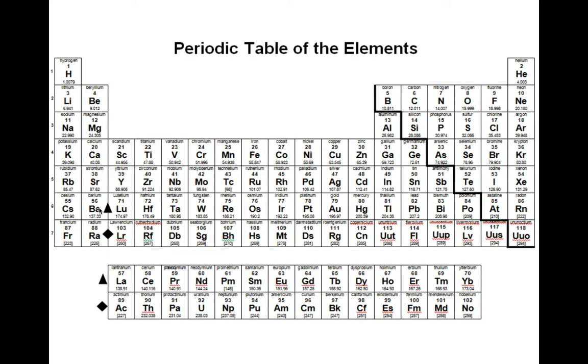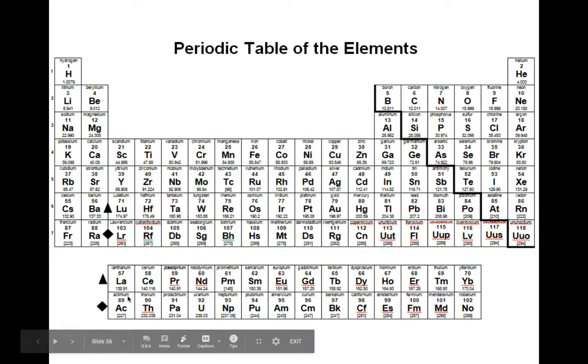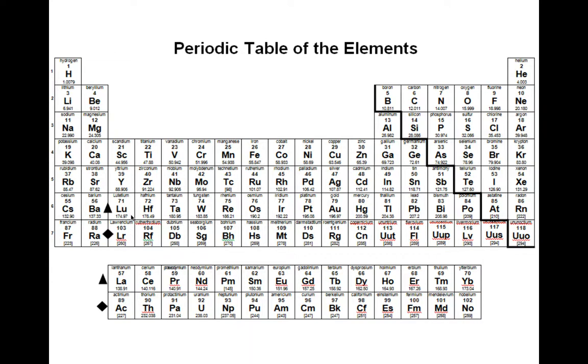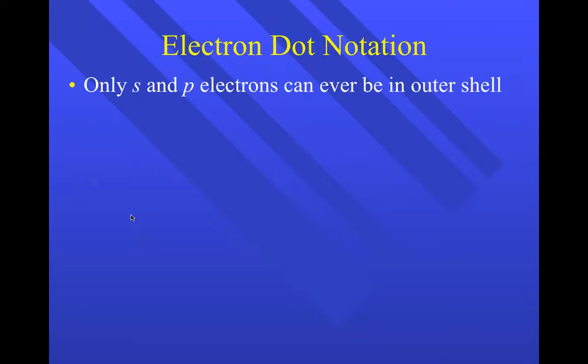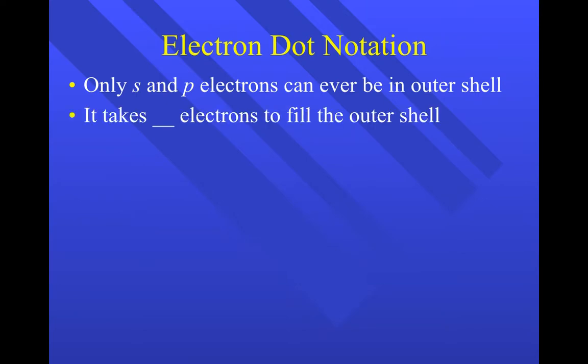And then down in the sixth and seventh energy levels, we have the F's, which are going to be 2 energy levels lower than the row that they're in. And remember, the D's are always 1 energy level lower. So only the S and P electrons are ever going to be in an outer shell.